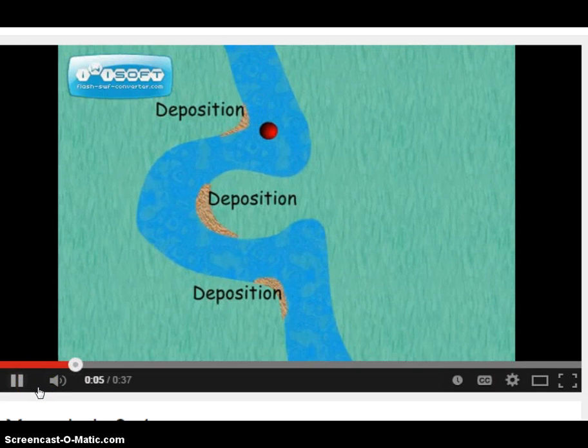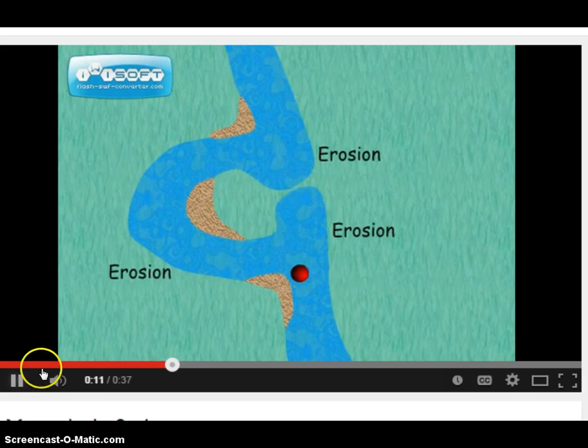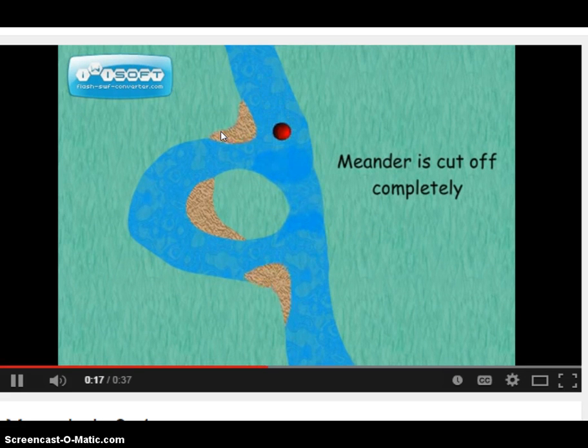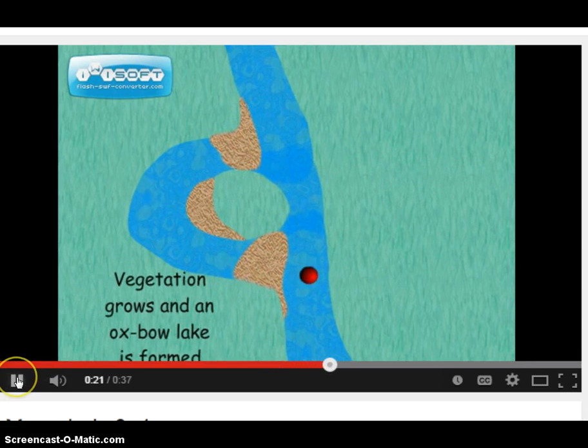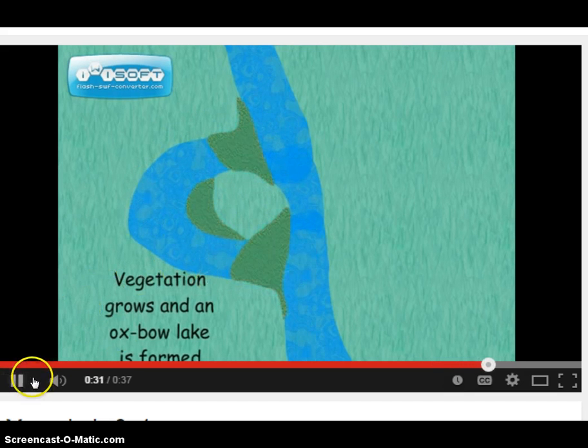You can see the ball trying to represent water moving and the erosion that takes place on that meander. And this is representing the deposition that's taking place. And once it's cut off, vegetation may start to grow, and then you're left behind with this oxbow lake.